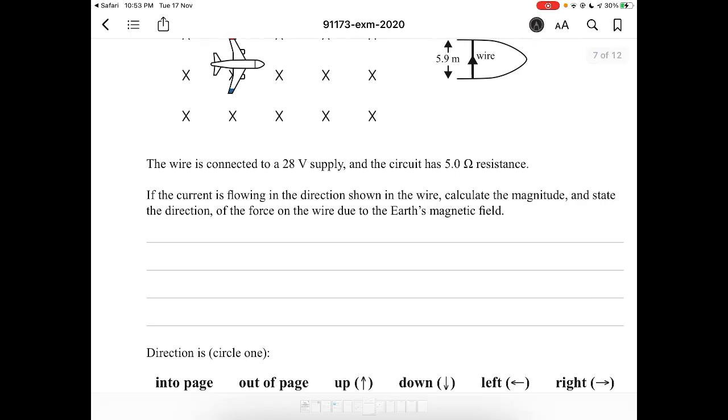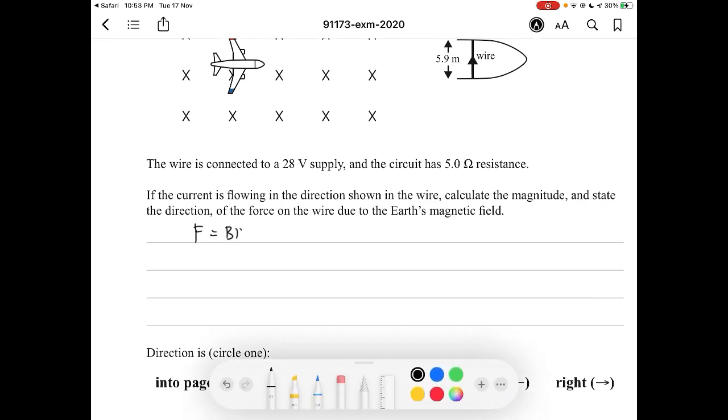Okay, so in this case, the magnitude of the force is F equals BIL. That's the force on a current carrying conductor in a magnetic field. A wire is a conductor carrying current, so it's going to experience a magnetic force. We need to find the current, so we can use Ohm's law, V equals IR. So 28 equals 5 times I, and 28 over 5 gives current equals 5.6 amps.